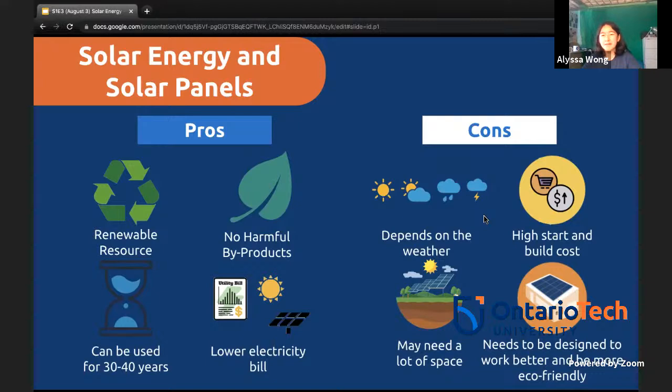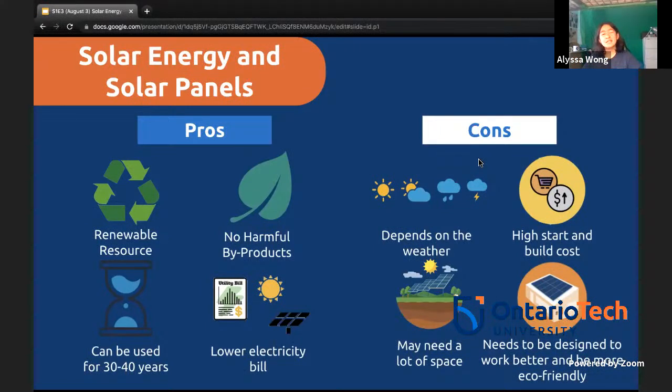I don't know if someone said it is not harmful, it doesn't produce harmful byproducts. For example, if we take something like gasoline, the amount of greenhouse gases it creates, that's a harmful byproduct. So the sun doesn't do that, which is quite nice.